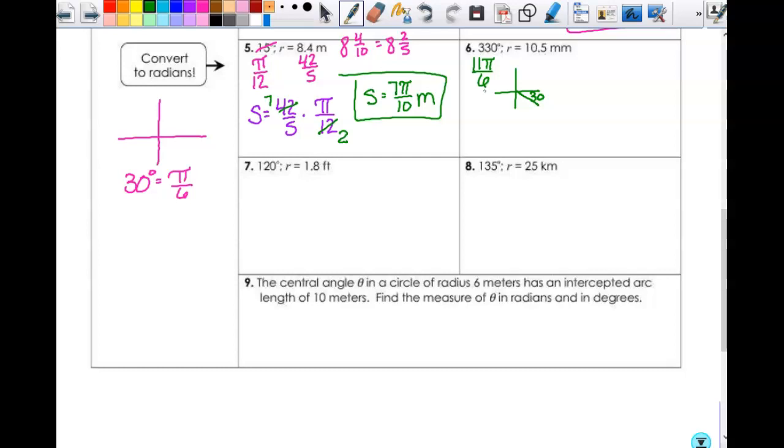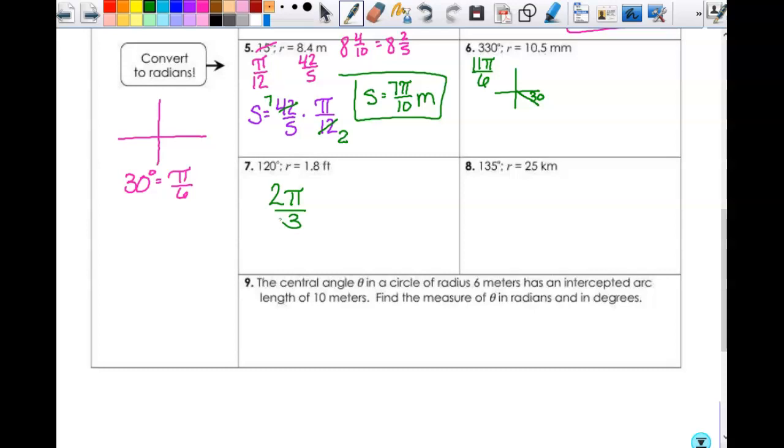All right, so 120. 120 is 2 times what? 60. What is 60 in radians? Pi over 3. So if 2 times 60 is 120, then 120 is what in radians? 2 pi thirds, because pi thirds is 60, and you multiply by 2, you get 2 pi thirds. Okay?